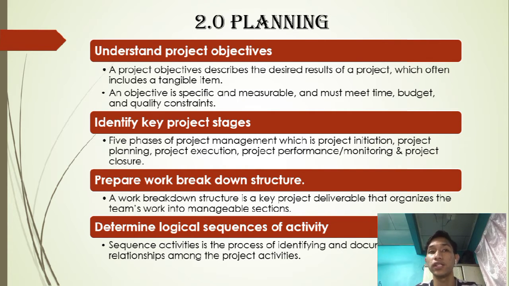Okay, next point is prepare work breakdown structure. A work breakdown structure is a key project deliverable that organizes the team's work into manageable sections. Next is determine logical sequence of activity. Sequence activity is the process of identifying and documenting relationships amongst the project activities.